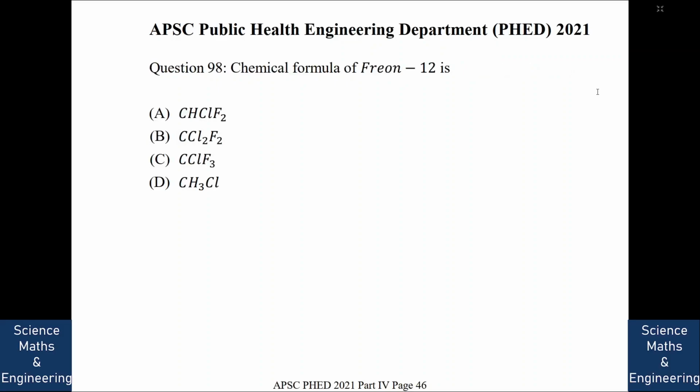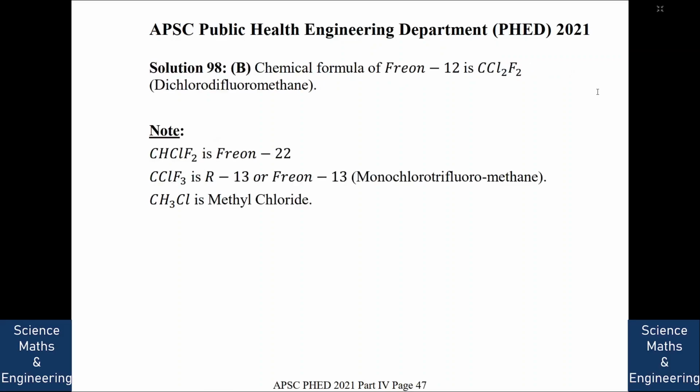Chemical formula of Freon 12 is, so the answer is, it is CCl2F2. So it is dichlorodifluoromethane. So the other options are, CHClF2 is Freon 22, CClF3 is R13 or Freon 13, and CH3Cl is methyl chloride. And all these chemicals, whatever we are here, these are chlorofluorocarbons, and they are banned in all the countries, and they highly deplete the ozone layer. Okay, so we'll go to the next question.